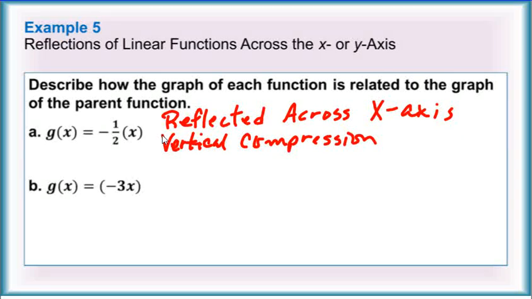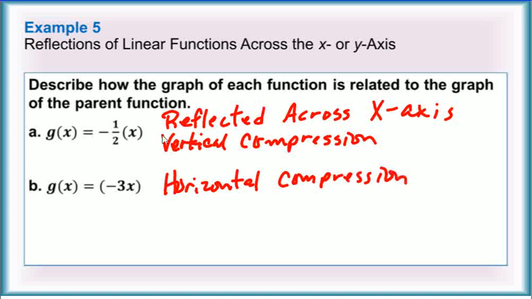Letter B, g of x equaling negative 3x. Negative 3 is on the inside, so this would be a horizontal dilation. And the absolute value of negative 3 is 3, which is greater than 1. So this would be a horizontal compression to make the slope steeper. And then there is a negative, so it is reflected. And it's on the inside, so it's affecting the x. So it's reflected over the y-axis.